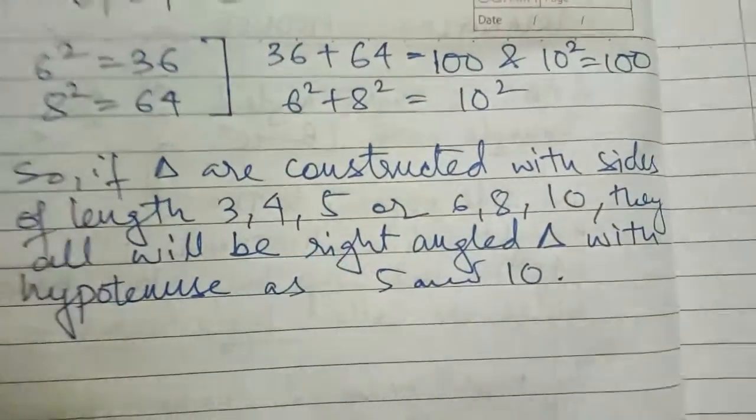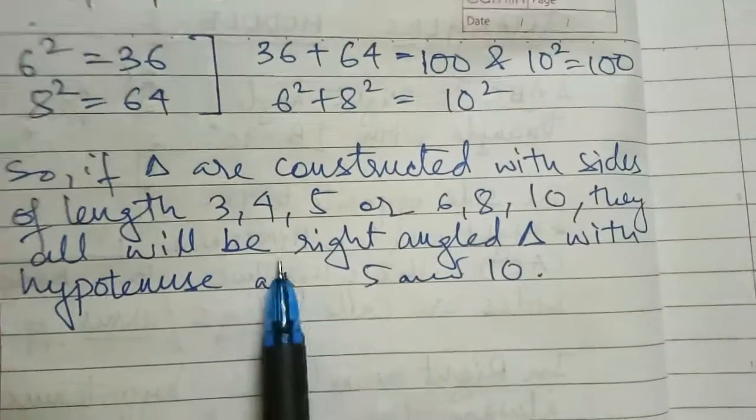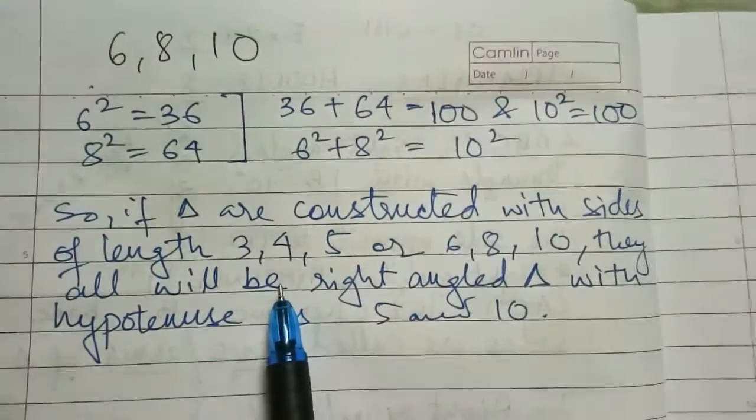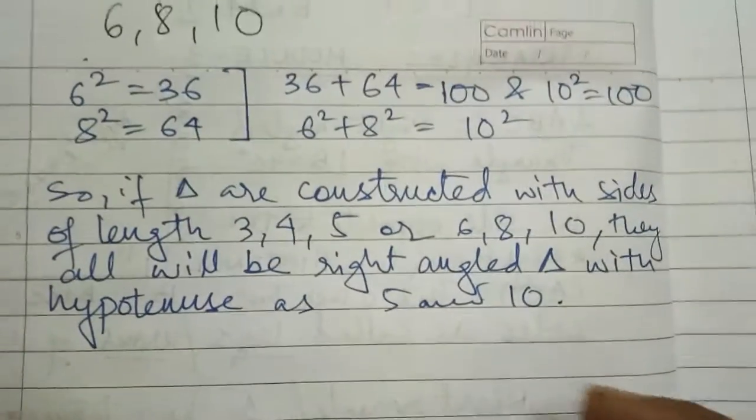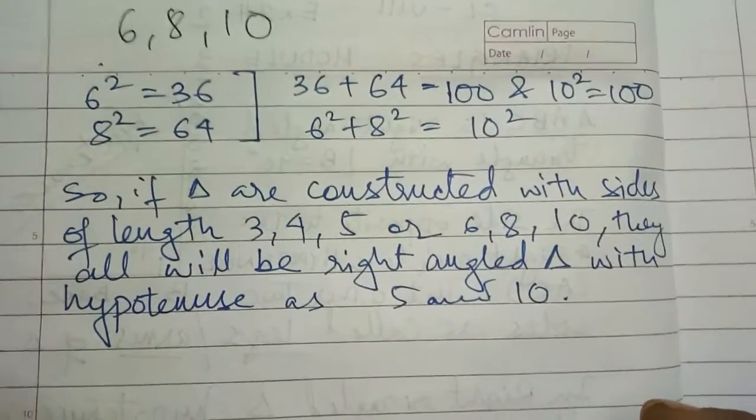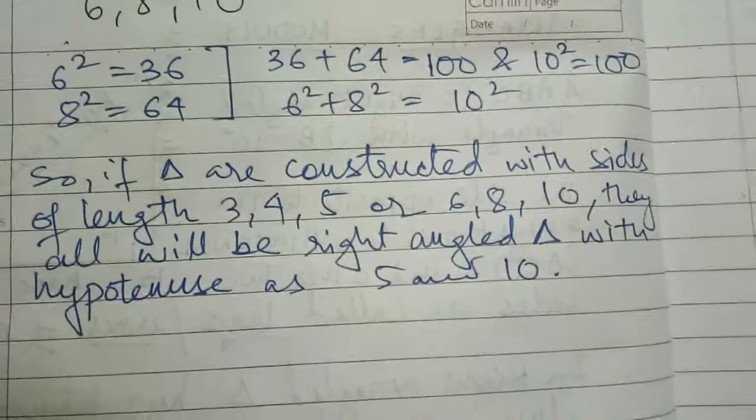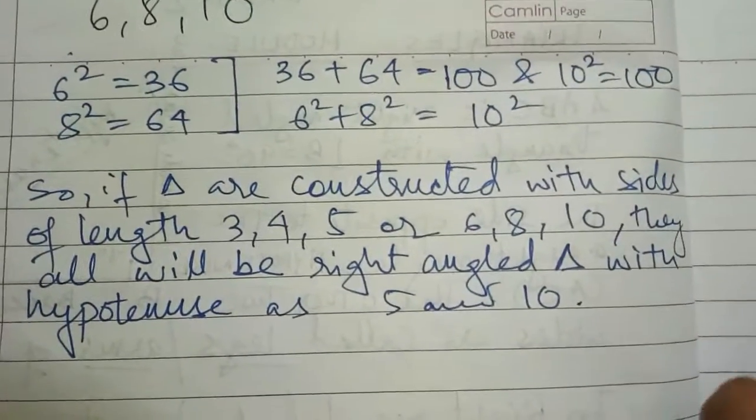3, 4, 5 you should keep in mind. If you keep this in mind, you will be able to find out the Pythagoras theorem or Pythagorean triplet easily. Okay, I hope you have understood this part. This is not a question, this part you have understood. Next we'll do some sums also.